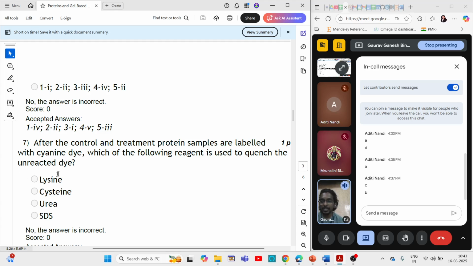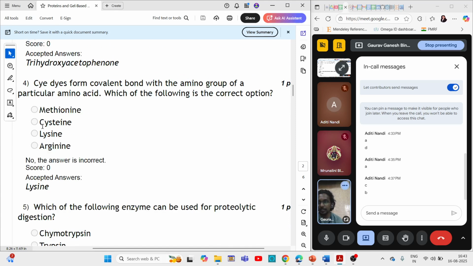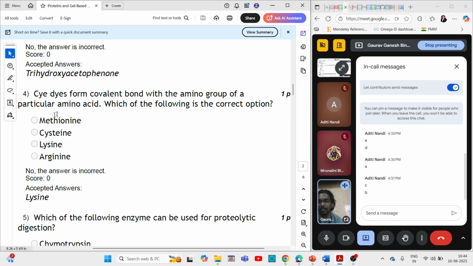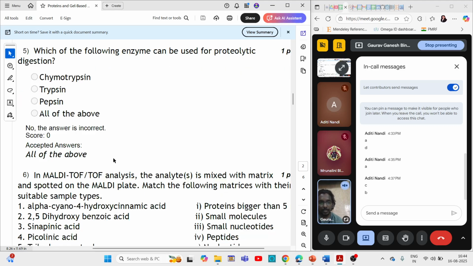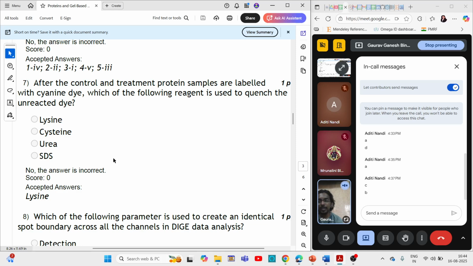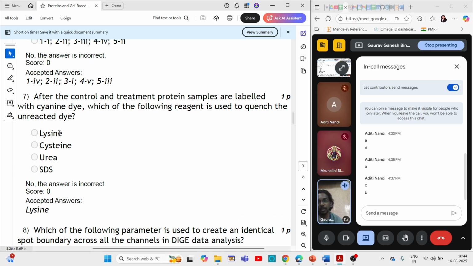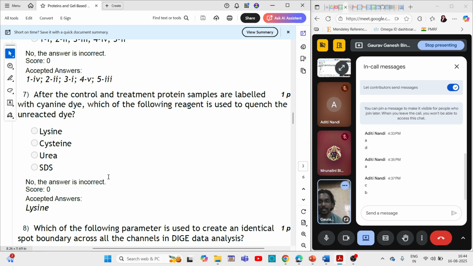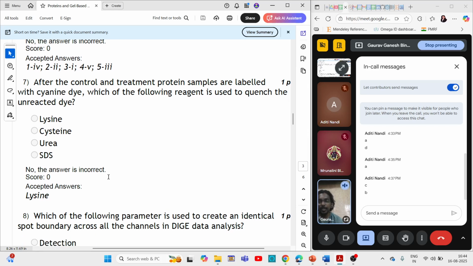So the answer is lysine basically. The cyanine dyes bind with the lysine residues, which we discussed in this question itself. So the particular amino acid it binds to is lysine. Once all the lysines of the sample protein are occupied, whatever unreacted dye is left, you will add more lysine to it so that the unreacted dye also binds to the lysine. So each component of the cyanine dye is reacted with one of the lysines, either the lysine which we added or the lysine which is present in the sample.